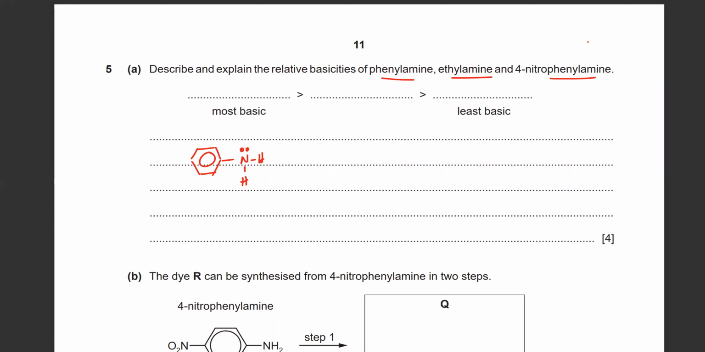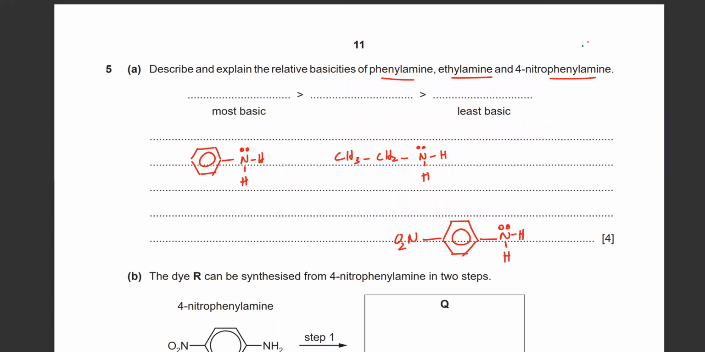I've got ethylamine. Now ethylamine is a carbon chain with an amine, and I've got a third one which is 4-nitrophenylamine. So that's phenylamine with 4-nitro, which means NO2. Now, the thing is, we have to figure out which one is the most basic and which one is the least basic.